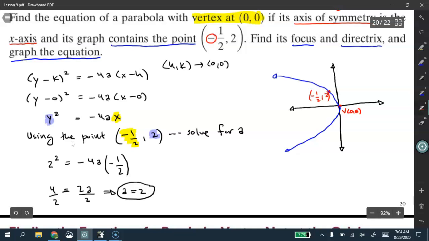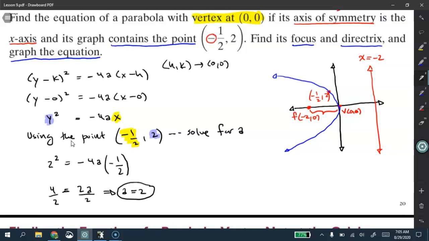So now that we know what a is, and we know that a is 2 units long, we're going to go 2 units in front of the vertex, and we're going to call that our focus, and you know that these coordinates would be negative 2, 0. Then we're going to go 2 units behind the parabola, and we're going to graph the line x is equal to negative 2, and you know that that's the directrix. And when it says graph the equation, well, we already graphed the equation.